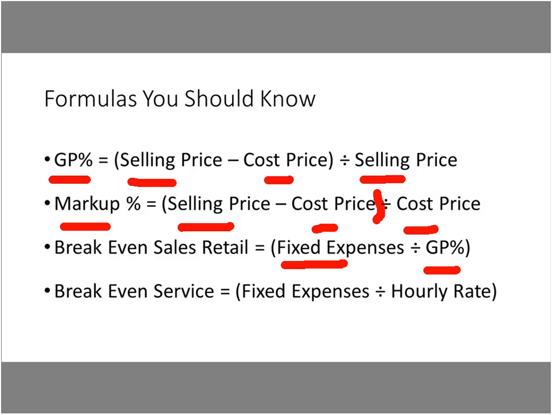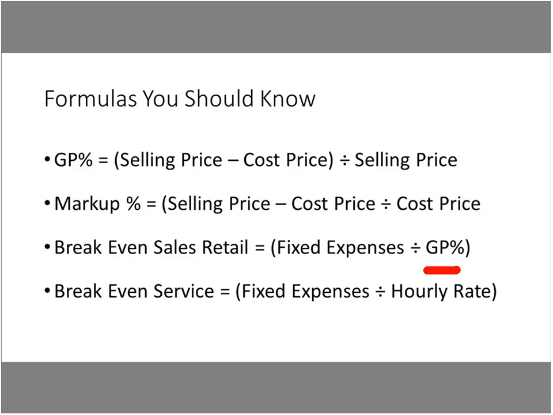If you want to calculate your break-even sales, if you're a retail type business and you know what your gross profit margin is, you take your fixed expenses, like I've done over here, and you divide by your gross profit percentage, okay? Really not too complicated, okay?